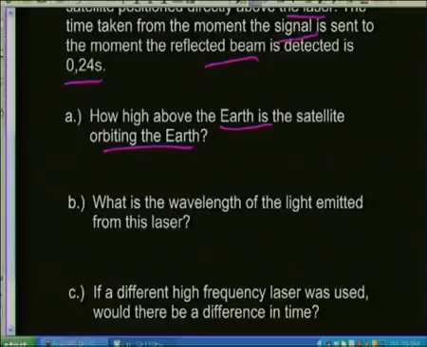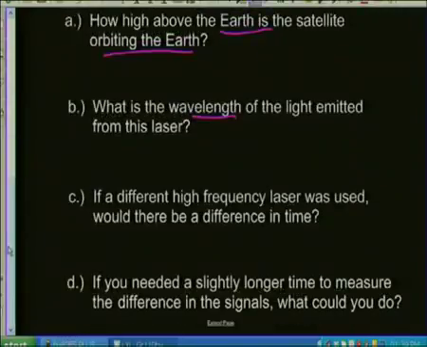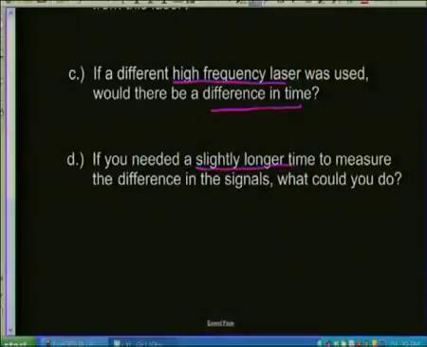So then it says, what is the wavelength of the light emitted? And the next one, if a different high-frequency laser was used, would there be a difference in time? That's an interesting idea. Perhaps we can explore that a little later as we come to it. And then the thing, if you needed a slightly longer time to measure the difference in signals, what could you do? Okay, so when you're given an exam question, it's really important, don't just read part A, because it might be that part B, C, and D give you some ideas of how to answer A. You might want to also list the information that you've given, and so that you can see very clearly what you've got.